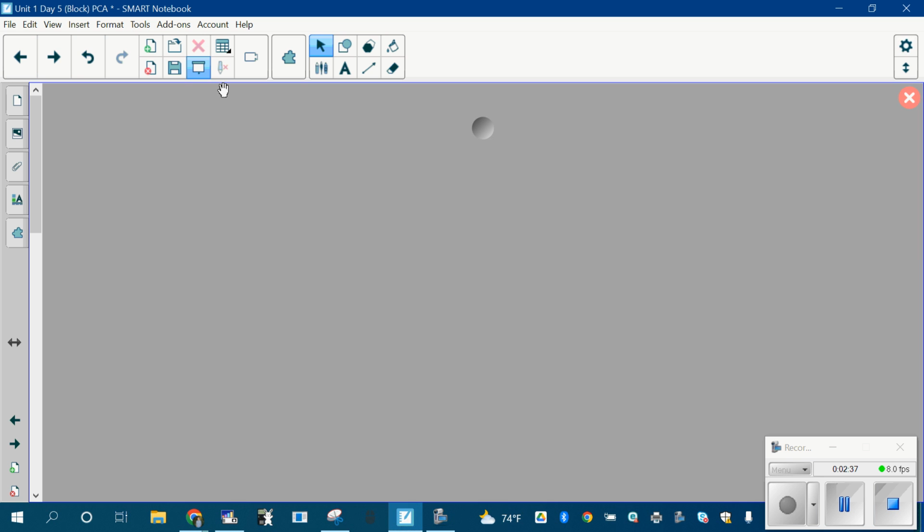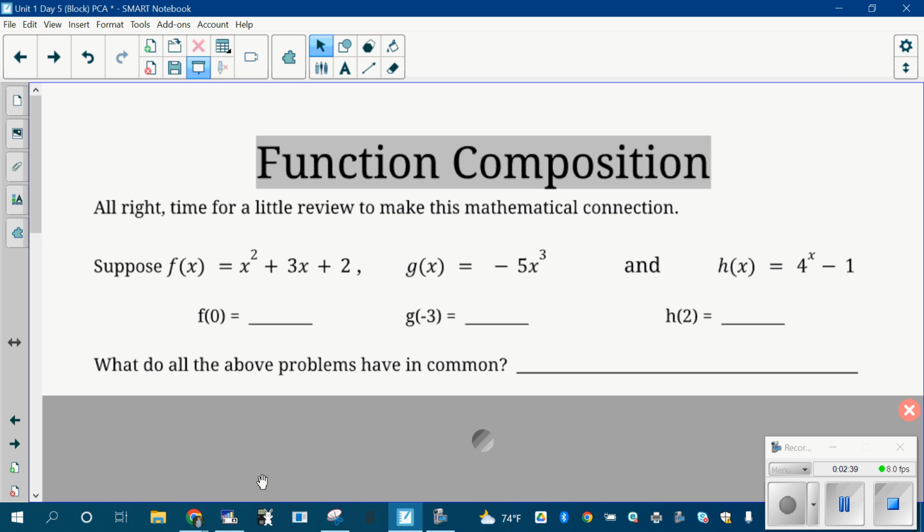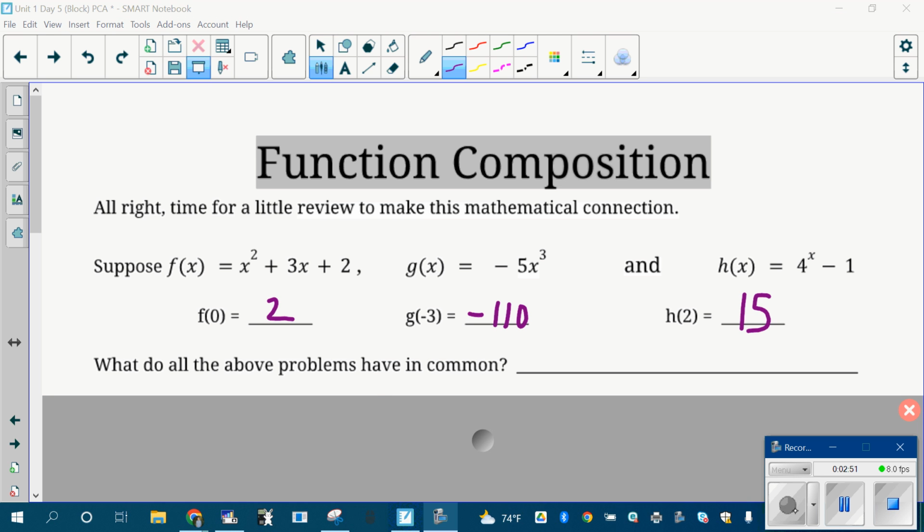This is function composition. Find out where this is in your note packet. Take a minute. Pause. Do these 3 problems. Those are all plug-in ones.